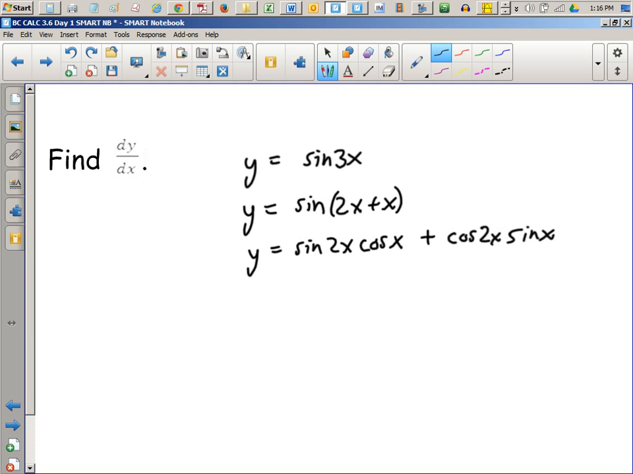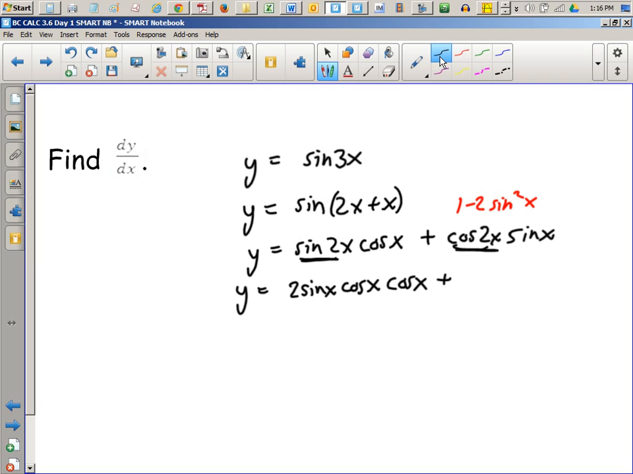You probably remember that rule, right? If you have an angle sum, you just do sine of the first angle, cosine of the second angle, plus cosine of the first, sine of the second. And then this first part can be written as 2 sine x cos x, and we also have a cos x here, plus this cos 2x. That thing can be written 3 different ways: 1 minus 2 sine squared x, 2 cosine squared x minus 1, or cosine squared x minus sine squared x. I think I'll use the 1 minus 2 sine squared x.